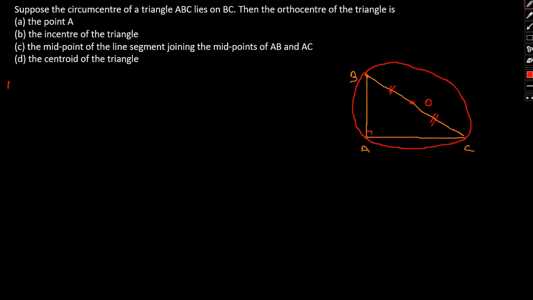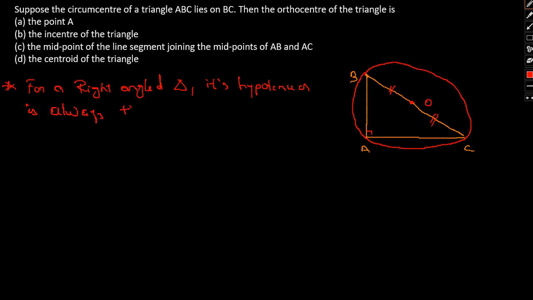Okay, so let me just write down this point for a triangle: the hypotenuse is always the diameter for the circumcircle.